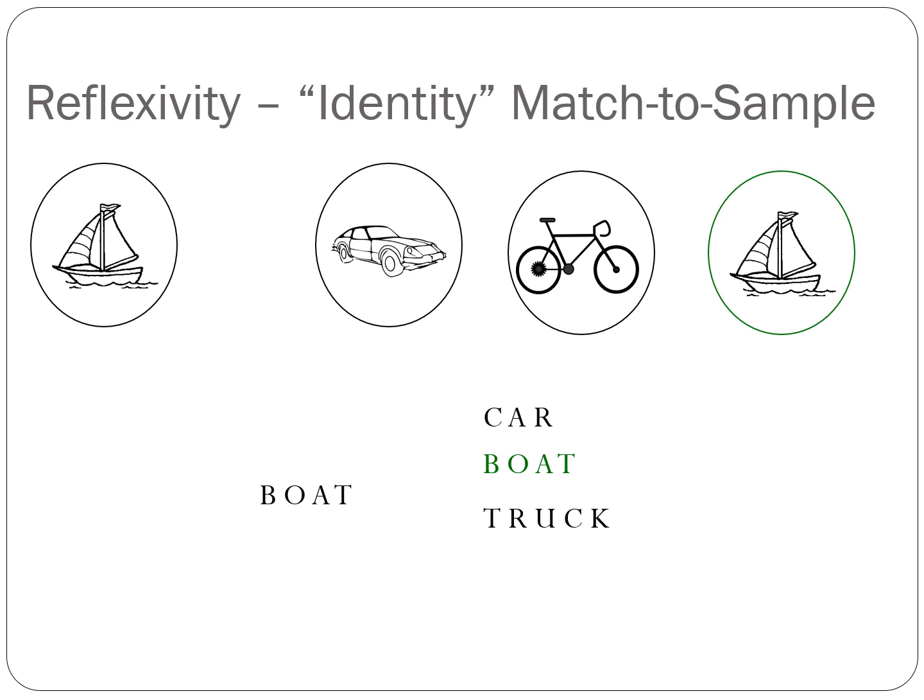Here's another example. I show you the word boat, and you select the word boat. Simple as that. It may seem simple, but keep in mind that this only counts as reflexivity if I've never trained you to do this. This repertoire is also sometimes called generalized identity matching.